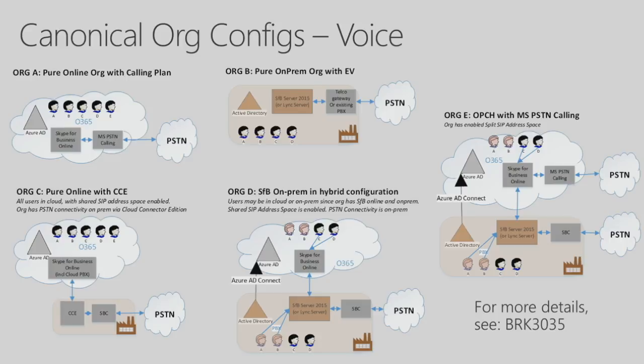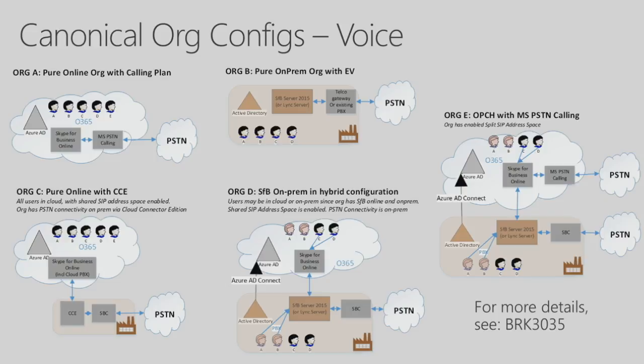Organization B, they're totally on-prem. They got voice trunks coming on-prem. They got an SBC, and that's how they do it. Organization C is a pure online org from the concept of the previous slide, but they do have their voice trunks coming on-prem, and so they're using the Cloud Connector Edition, CCE, which is really just a mini appliance-like wannabe version of Skype for Business on-prem that you deploy to get your voice connectivity from on-prem back to those users in the cloud.